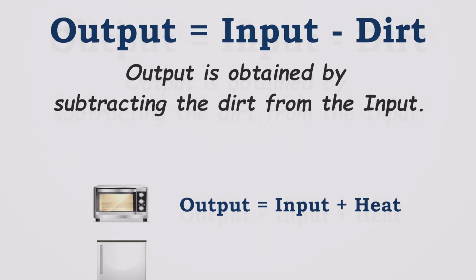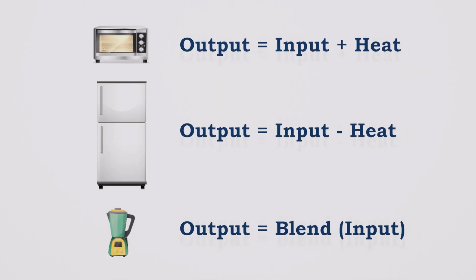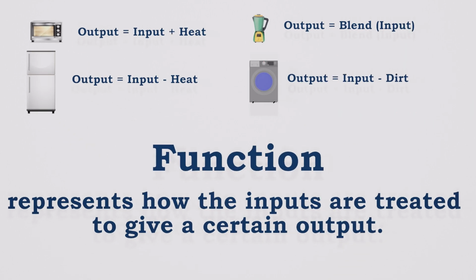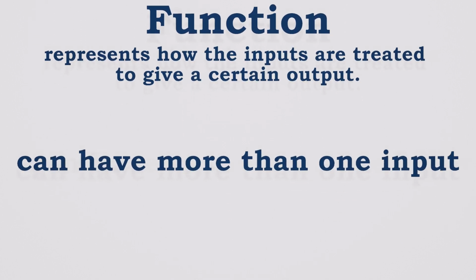Just like washing machines, there are many other machines around us that take various inputs, process them, and give outputs according to their specific functionalities. We can write down the functions for all those. Simply, a function represents how the inputs are treated to give certain output. A function can have more than one input.